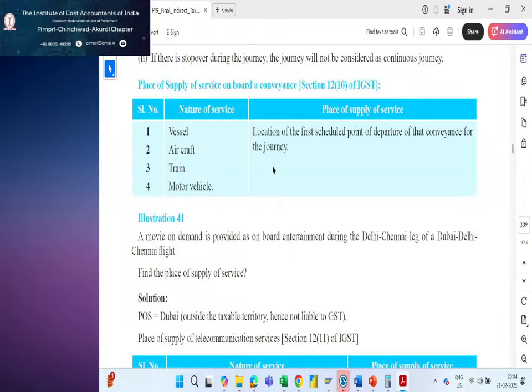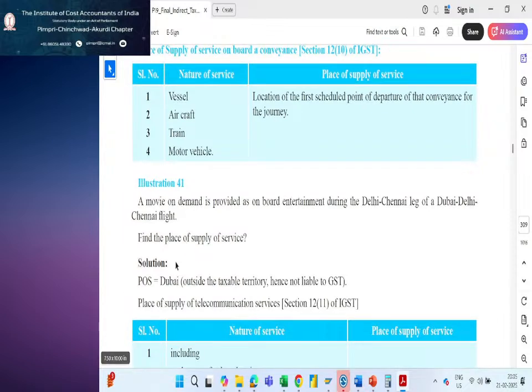So what is the place of supply of service? How we will identify the place of supply? Location, the first scheduled point of departure of that conveyance. So from where it is starting? It starts from Dubai. So the place of supply of service is Dubai. It is outside the taxable territory and hence it is not liable to GST.